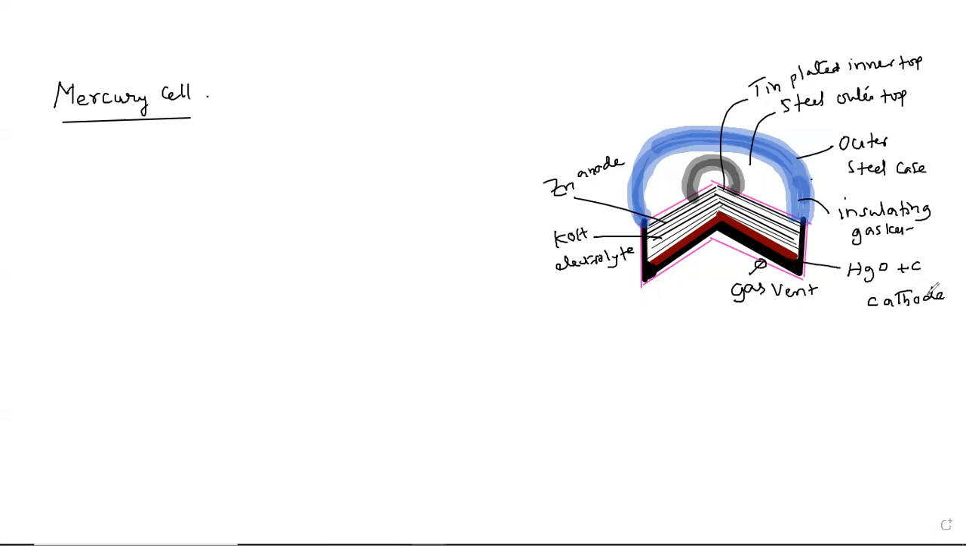So what is the cathode? Cathode is mercuric oxide mixed with graphite. What is the anode? Anode is zinc. In between them we have the potassium hydroxide electrolyte, which is saturated with zinc compounds like zinc oxide. The zinc oxide actually absorbs the materials present in the electrolyte.